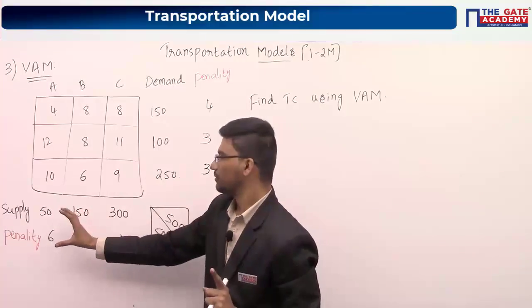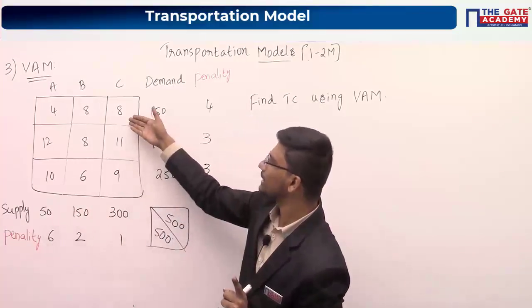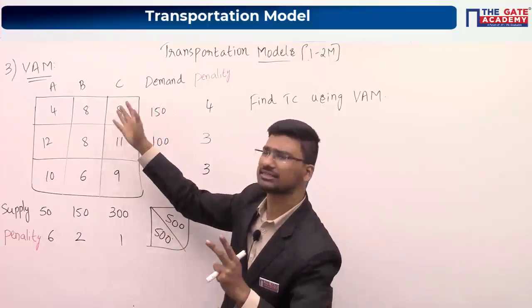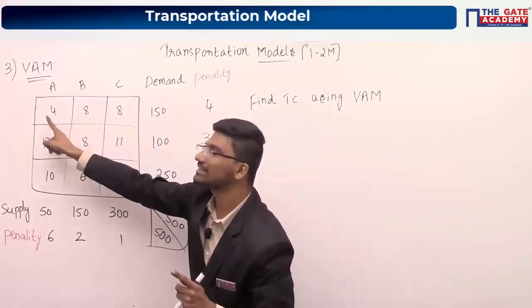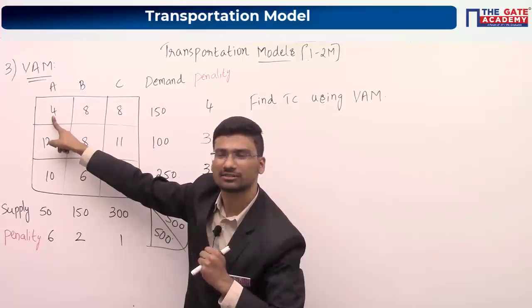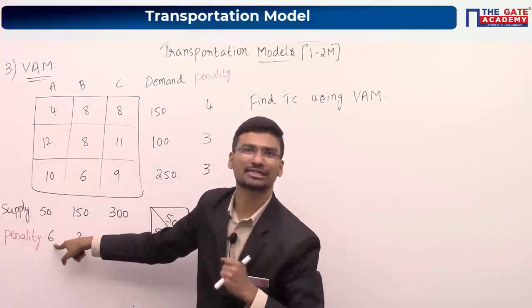So maybe, let us say if you are allocating here, you may be cancelling this particular column. That means you will be missing this particular 4, which is the minimum cost. And you will be paying 6 rupees extra.